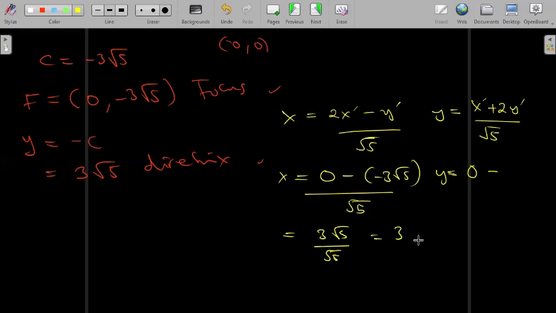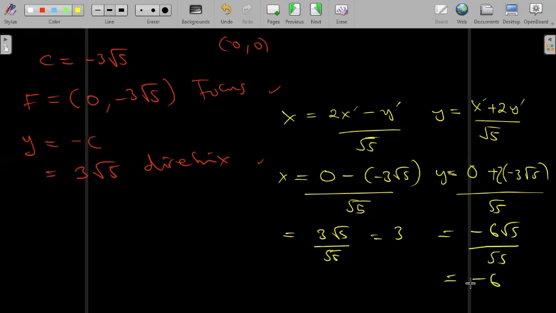All right, so then this is going to be negative 0, then you get, no, not negative 0 plus, then that gives you, there's a 2 here. And your y prime is negative 3 root 5 over root 5. So that would be negative 6 root 5 divided by root 5, and this gives me 6. So meaning my focus in the xy plane is 3 comma negative 6.